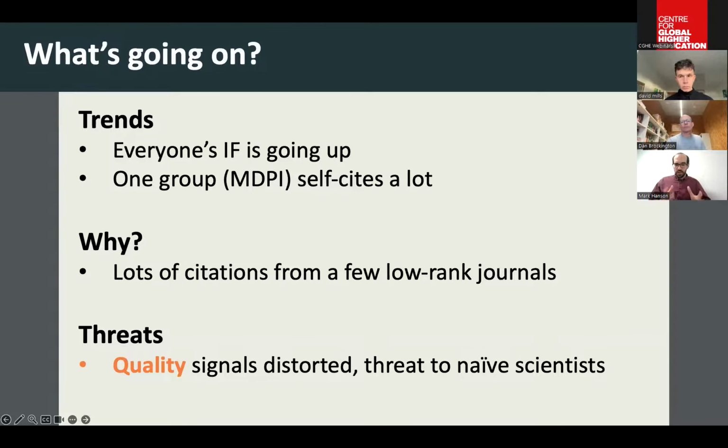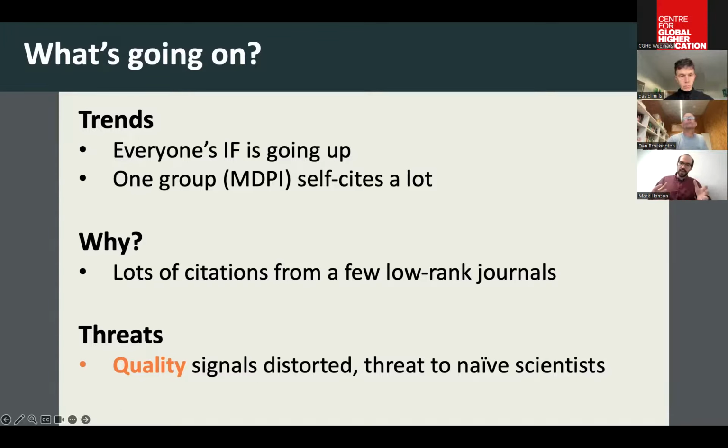And so what is going on here? Everyone's impact factor is going up. The actual value of a given number for an impact factor has increased over the last few years. And using comparisons between raw citations and network-based approaches, we can see that some groups have a very small network of citations from a small pool of journals, maybe lower rank journals. And one group in particular cites themselves quite a lot.